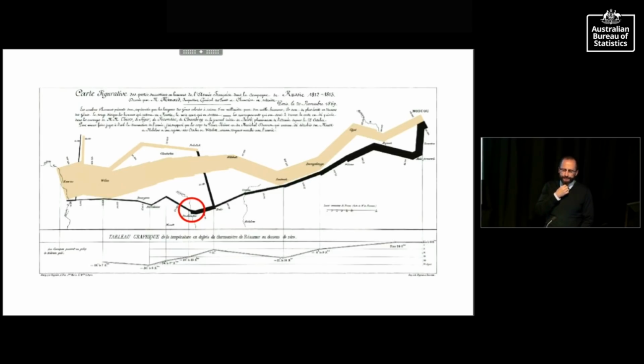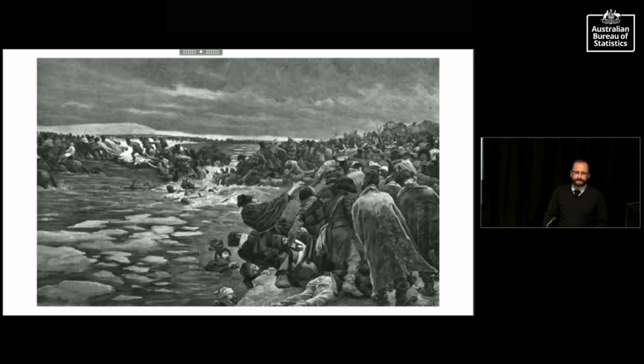Right? Like it was a real... You can see the size of the army. It's kind of about half its size that made it across the river. And if you buy a history book about that campaign, what you'll see instead is this. The kind of photojournalism of its day, I suppose, you know.